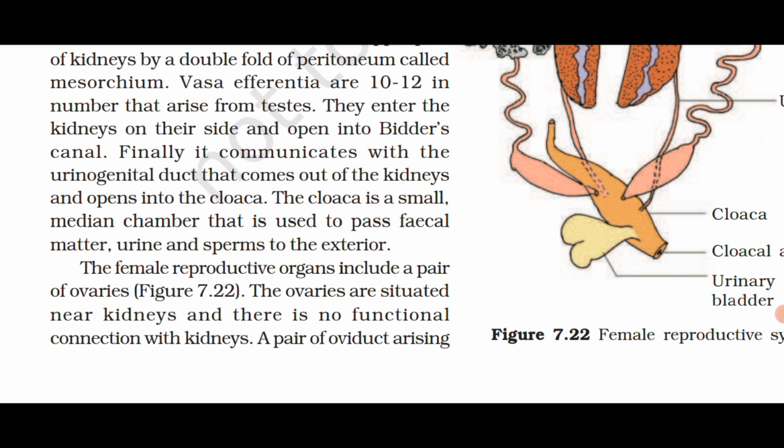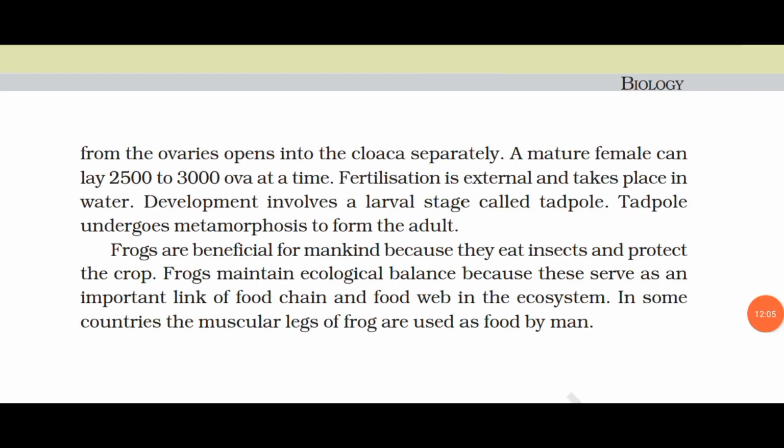The female reproductive organs include a pair of ovaries. The ovaries are situated near the kidneys and there is no functional connection with the kidneys. A pair of oviducts arising from the ovaries opens into the cloaca separately. A mature female can lay 2,500 to 3,000 ova at a time.